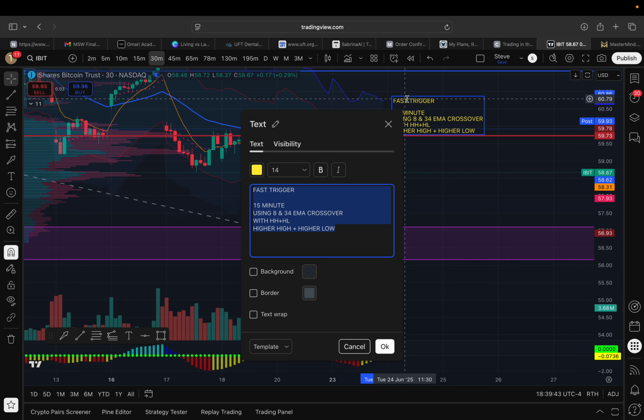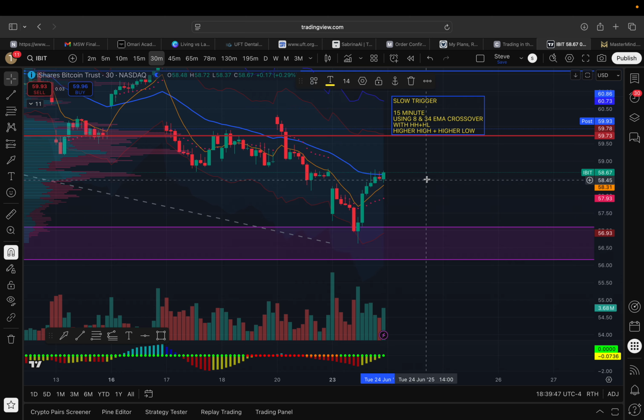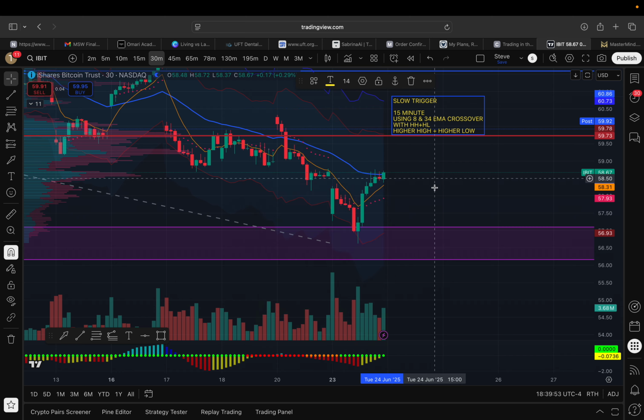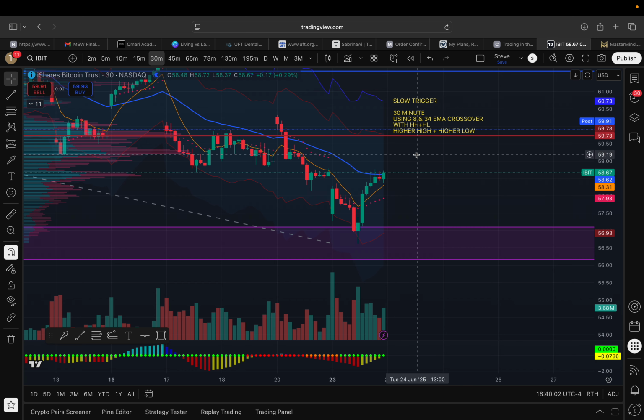Slow trigger. The slow trigger is going to take place on a 30-minute chart. Same exact concept, using the 8 and 34 EMA crossover with higher highs, higher lows. You see on the 30-minute chart, the 8 did not cross over the 34 yet. So therefore, there was no trigger.